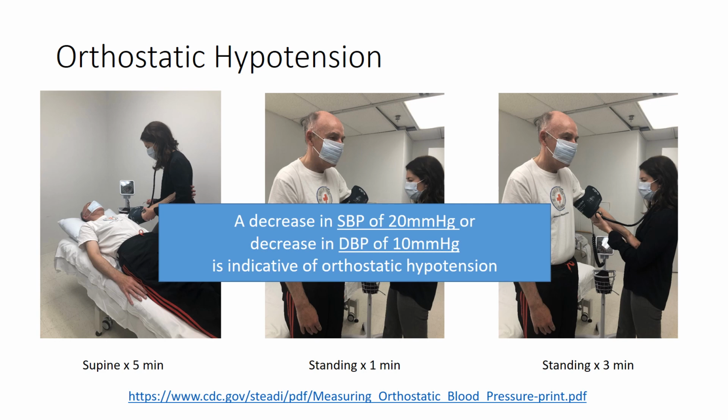So orthostatic hypotension is defined as a decrease in systolic of 20 millimeters of mercury or a decrease in diastolic of 10. And this will typically be accompanied by signs and symptoms such as nausea, dizziness, lightheadedness, or a loss of balance, either subjective or objective when transitioning or standing.